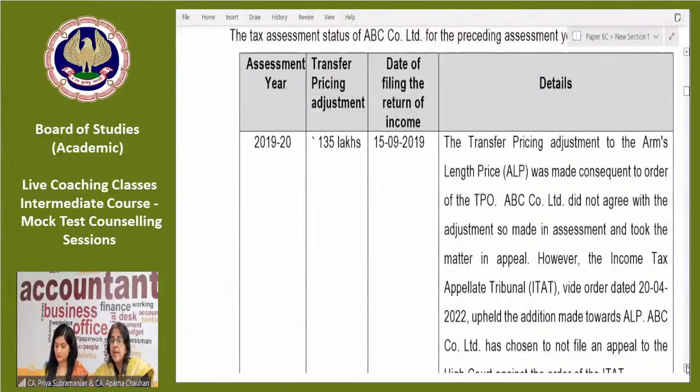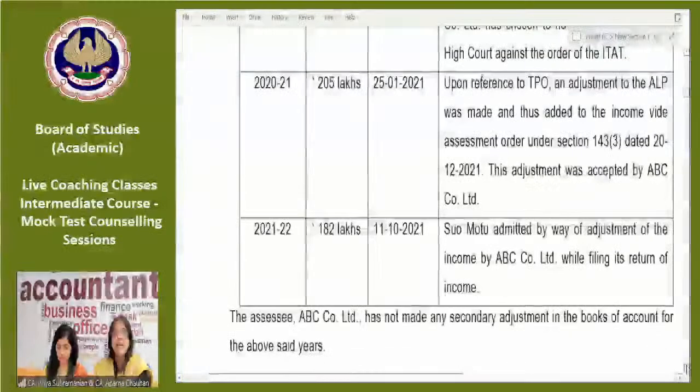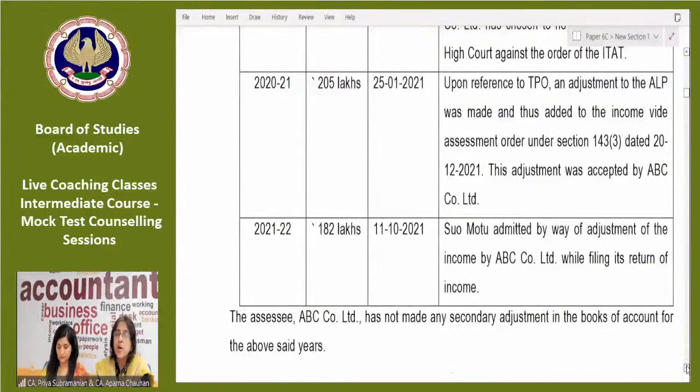For the assessment year 19-20, it has gone up to the appellate tribunal, which upheld the addition. And after this stage, ABC Company Limited has chosen not to file appeal. It has attained finality at the appellate tribunal stage. In the second case, assessment year 20-21, there again is an adjustment of 205 lakhs.